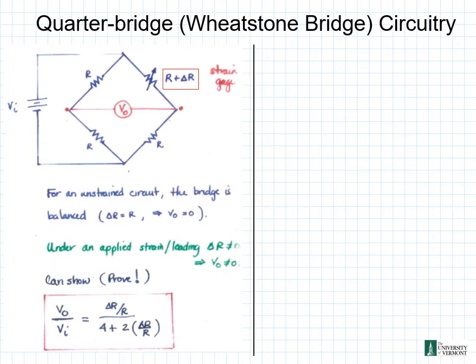So now let's take a look at our quarter bridge or our Wheatstone bridge circuitry. Up here we have our circuit drawn out on the top left for our Wheatstone bridge. We have our voltage VI coming in here. We have our resistance going around here, V naught there, and we have our R plus delta R for our strain gauge there. So this is our circuitry diagram for a Wheatstone bridge.